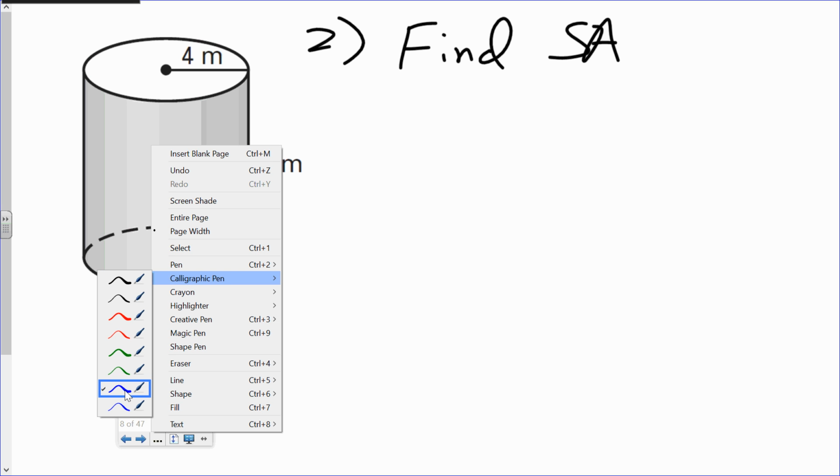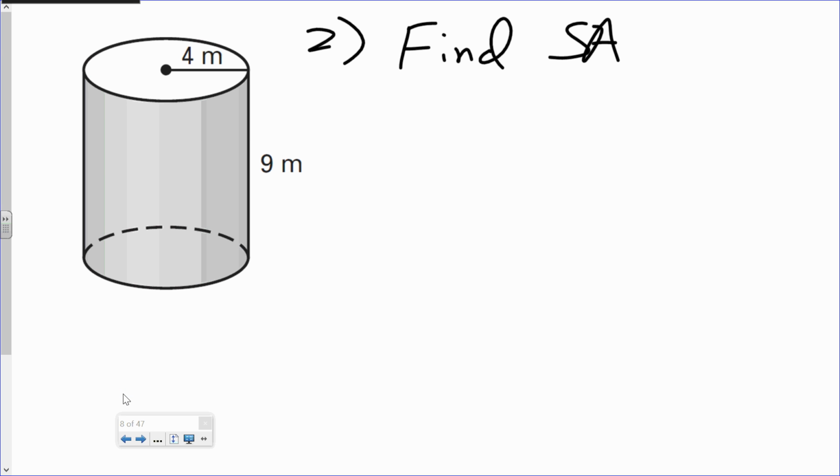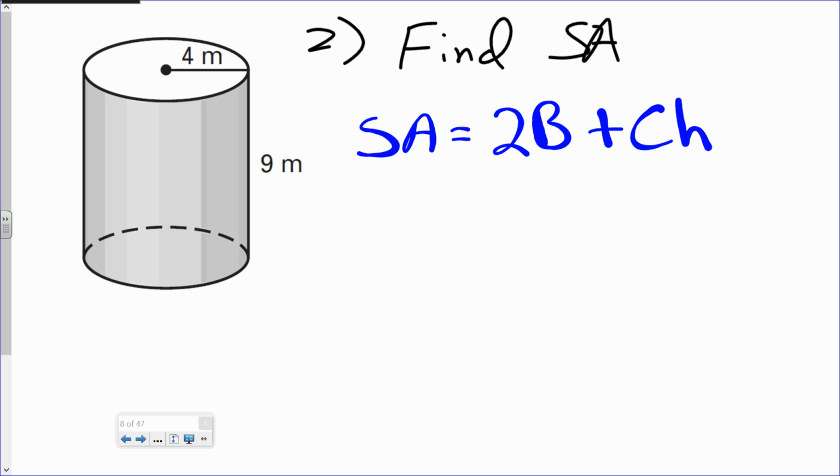All right, surface area formula. It's in front of your face, right on your reference sheet. We just boxed it in. I'm going to write it down right now. Write it with me. Surface area is 2 capital B plus CH.